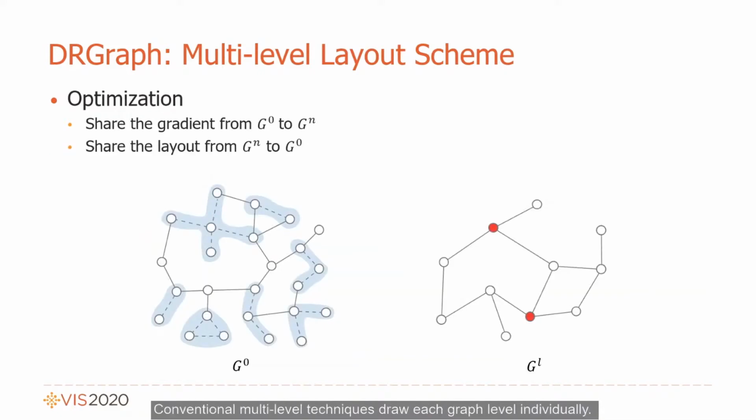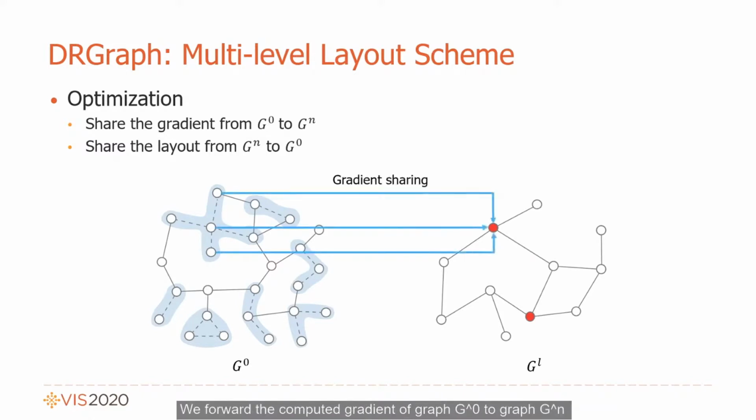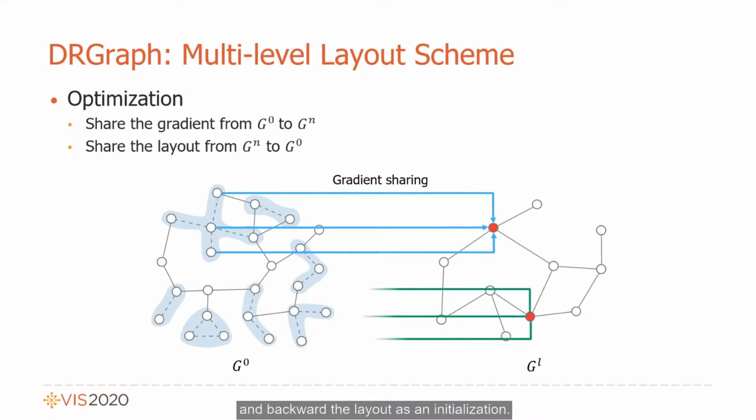Conventional multi-level techniques draw each graph level individually. We optimize all graph levels jointly by sharing information through the multi-level representation. We pre-compute the node similarity between nodes of graph G0 just once before optimization. We forward the computed gradient of graph G0 to graph Gn and backward the layout as an initialization.